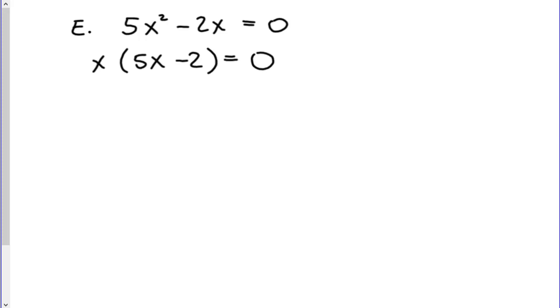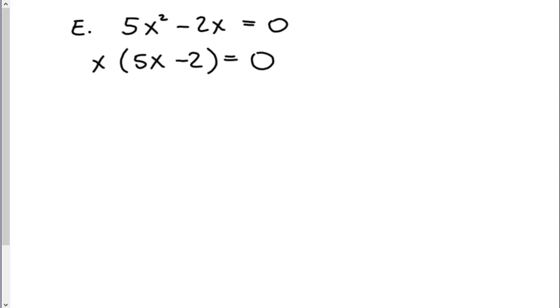Next up, 5x squared minus 2x equals 0. So this is a particular situation that doesn't require much by way of factoring because there's no constant term. In fact, the only thing you can do is pull out a greatest common factor of x. So both of these terms have a greatest common factor of x, and if I factor those out, it's going to look like x times 5x minus 2 equals 0.